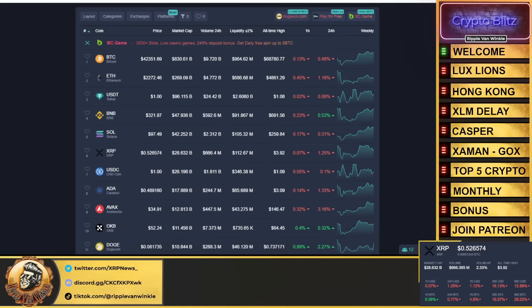$42,351. It's currently down 0.48% in the last 24 hours. Ethereum, coming in at $2,272. It's down 1.16%. USDT and USDC both coming in at their dollar pegs, just like we're used to seeing them. And XRP is a mean, lean 52 cents.